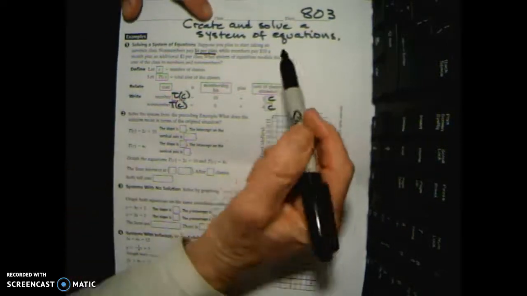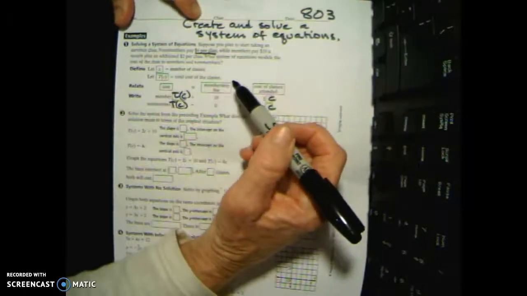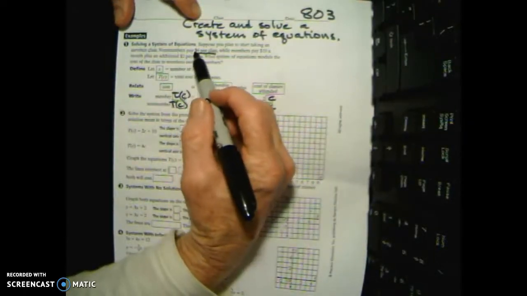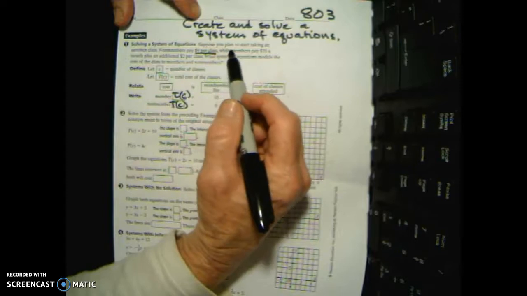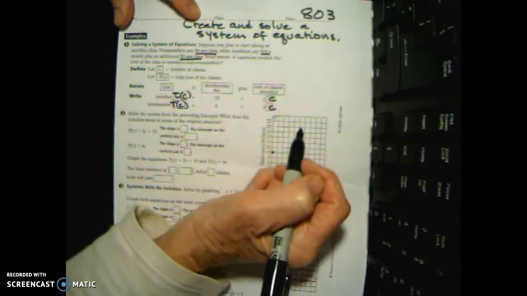The learning objective for today is to create and solve a system of equations based on a word problem. And this word problem is not too bad. So I'll read it out loud. I know it's hard to read. Suppose you want to start taking aerobics class. That's like an exercise class. Non-members pay $4 a class, while members pay $10 to join and then $2 per class. This is like a cell plan.